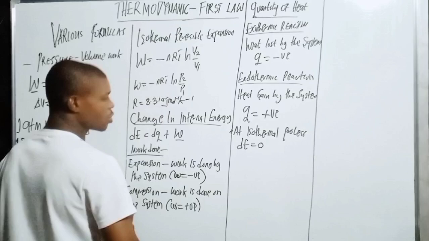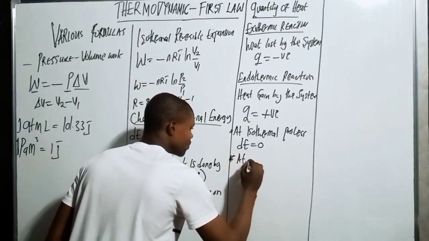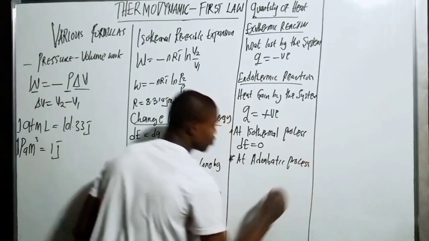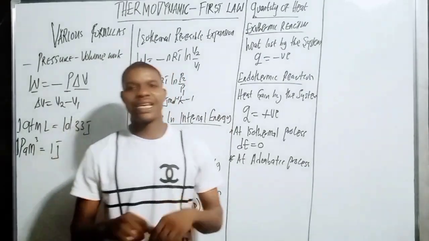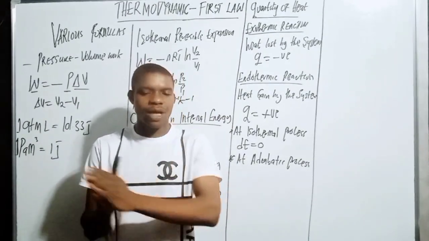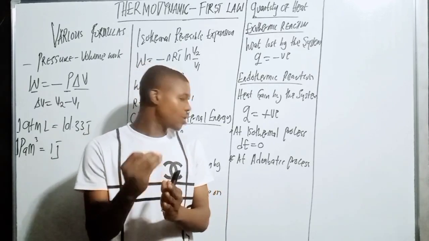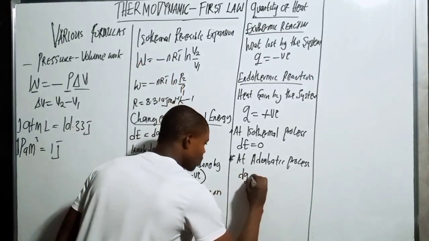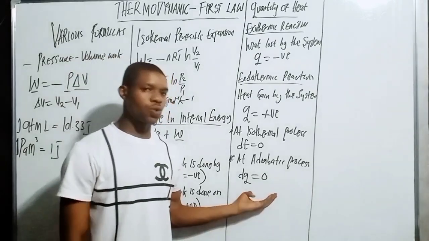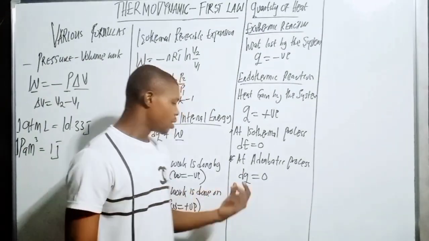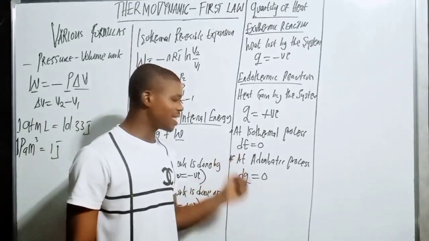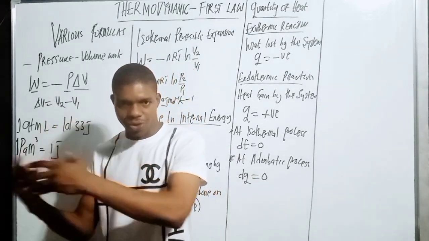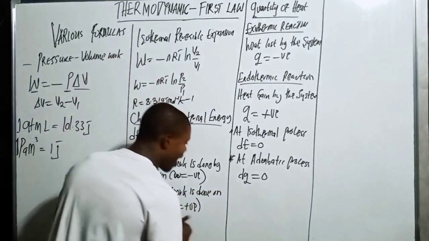Now, another thing I want to look at is the adiabatic process. In the adiabatic process, there's no exchange of thermal energy between the system and the surroundings. So when we talk about the adiabatic process, ΔQ is always equal to zero. Please pay close attention because I will see them in the exam. ΔQ equals zero in an adiabatic process. Do you understand? Now, the next one I want to look at is the isochoric process.